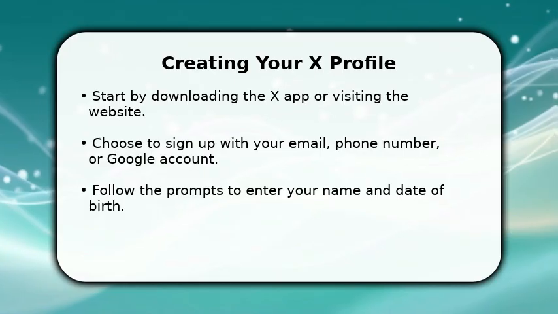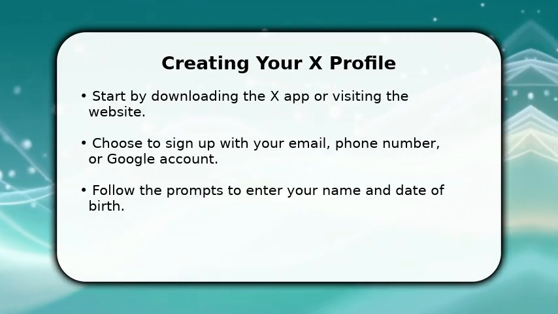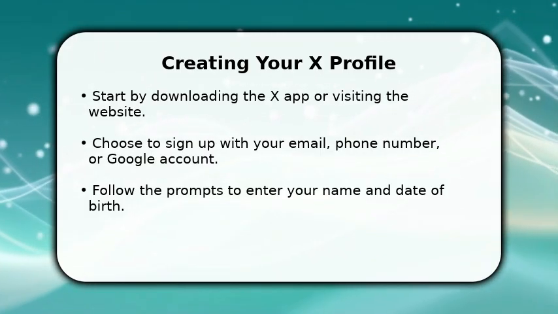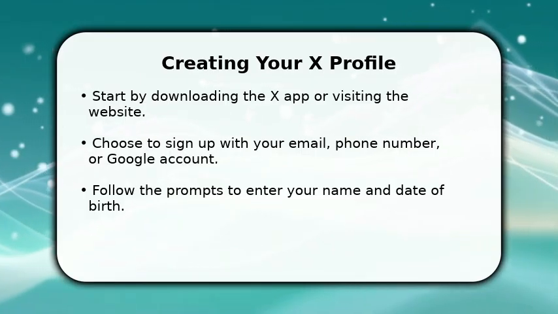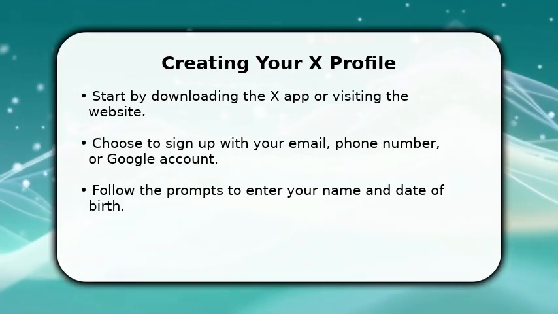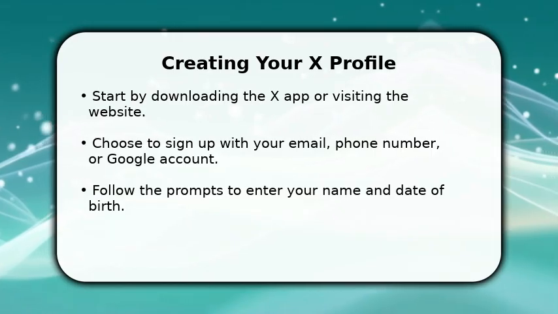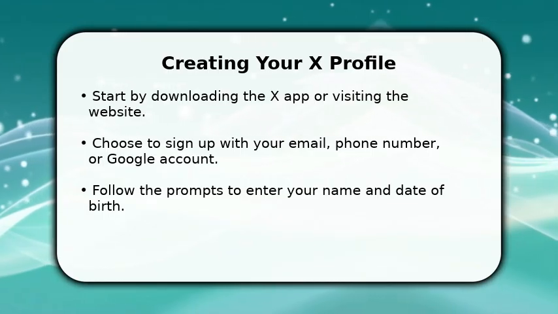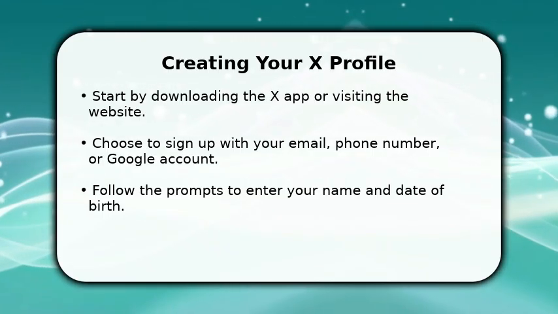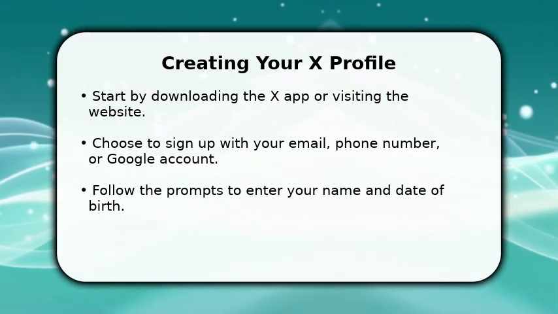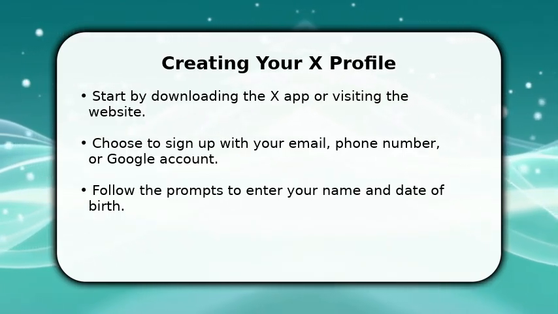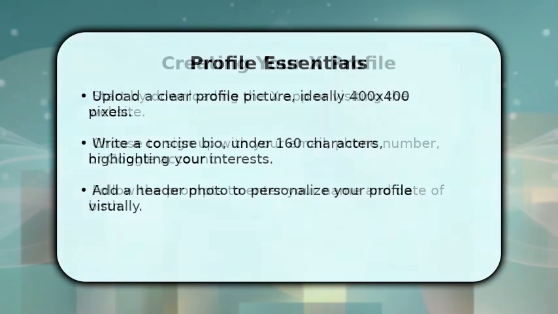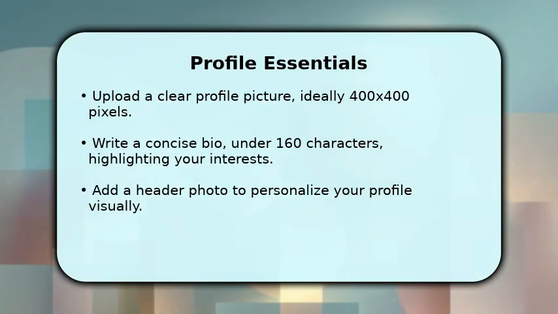In this video, I will explain how to make a public profile on X. First, download the X app or visit the website to begin. You'll need to sign up using your email, phone number, or a Google account. Follow the simple prompts to enter your name and date of birth, ensuring accuracy for verification. This initial step is quick and sets the foundation for your new public presence on the platform, getting you ready to connect with others. Next, let's set up your profile essentials.